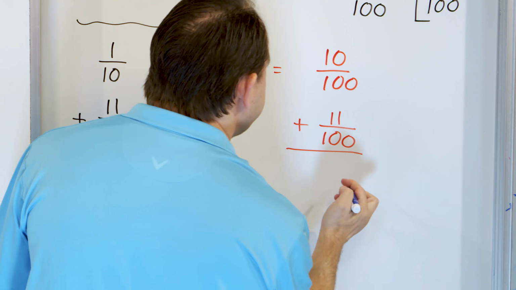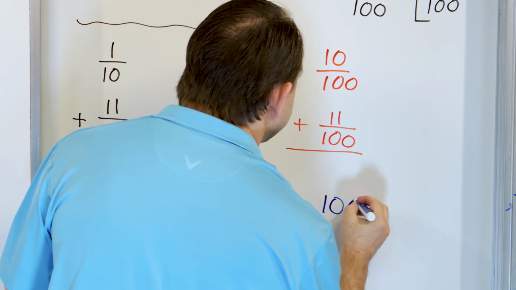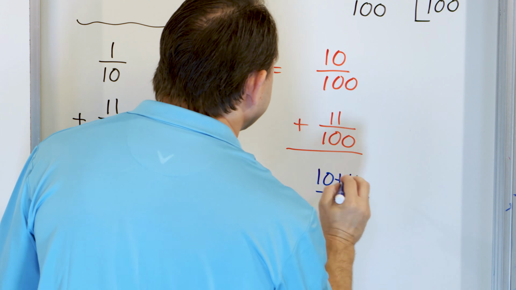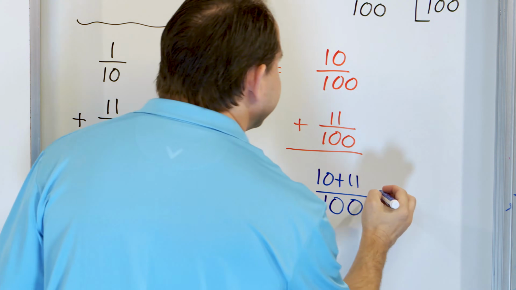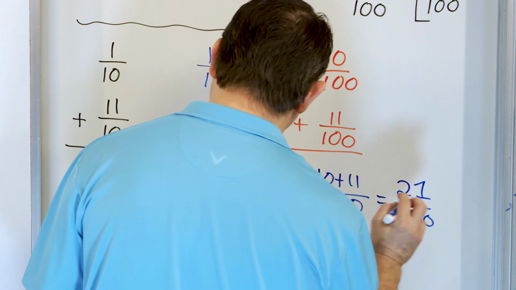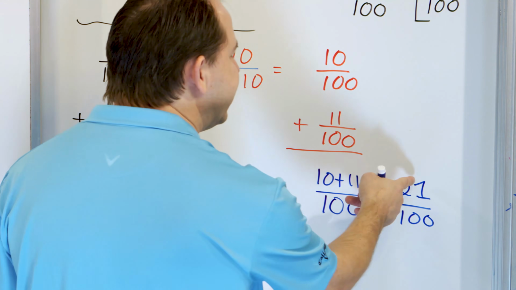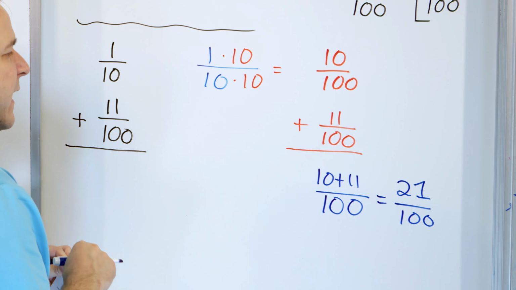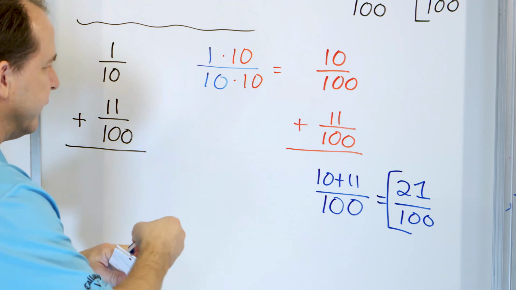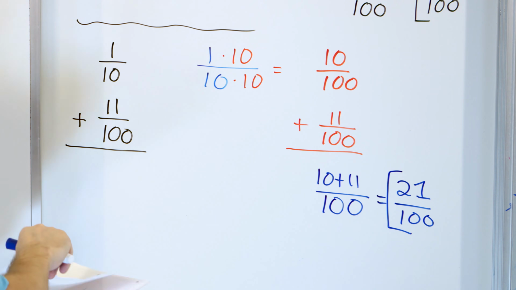The 100 is in the bottom in both cases, so we have 100, and then 10 plus 11. So what happens when you add 10 plus 11? You get 21/100ths, or 21 out of 100. Now if you try to simplify this answer and divide top and bottom by some number to make it simpler, you can't do it. So that is the final answer, 21/100ths.